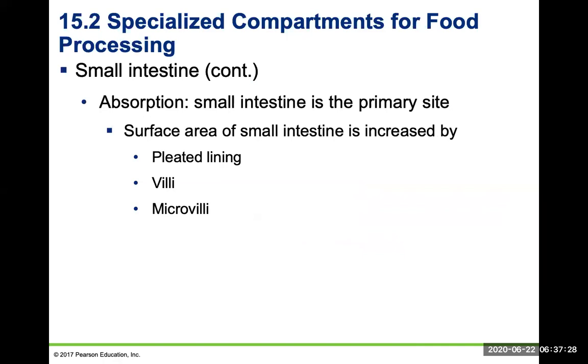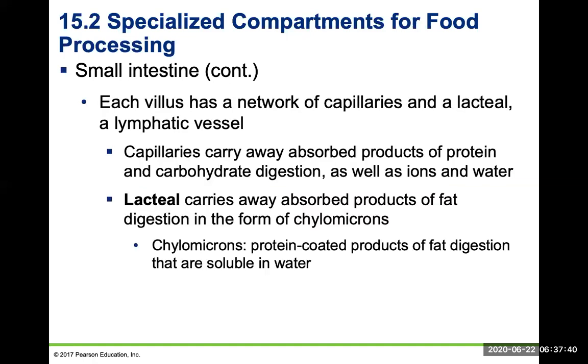The absorption mostly occurs within the small intestine, and the surface area from these structures helps to increase absorption, those villi and microvilli. Each villus has a network of capillaries and a lacteal, which is a lymphatic vessel. And this lacteal carries away the absorbed products of fat digestion in the form of chylomicrons. And they are just protein-coated products of fat digestion that are soluble in water, because normally fat is not soluble in water.